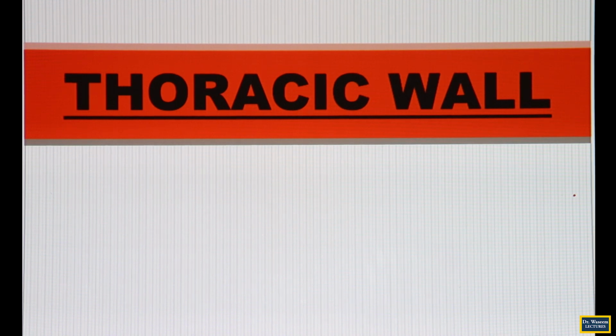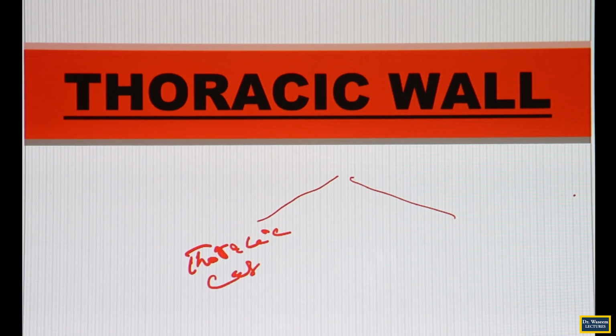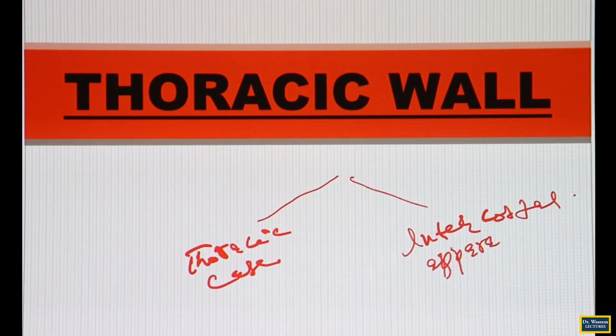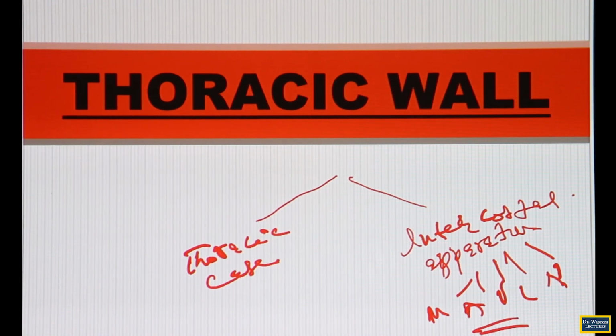Now, if you see the thoracic wall, we have to divide the thoracic wall into 2 things again. One is called the thoracic cage, and another will be the thoracic, or you can say, intercostal apparatus. Apparatus means you have to do here the muscles, the arteries, the veins, the lymphatics and the nerves. So, you have to actually watch them.